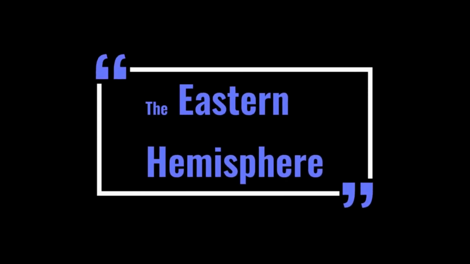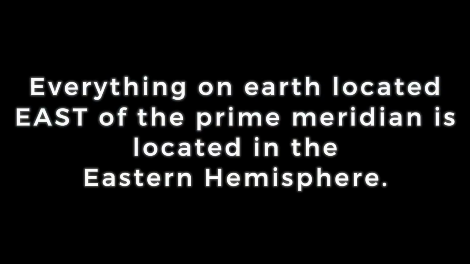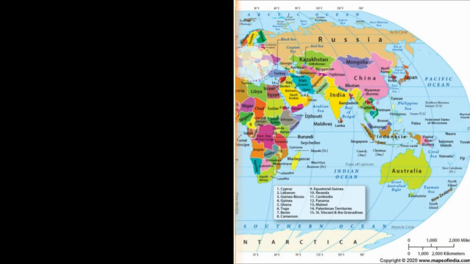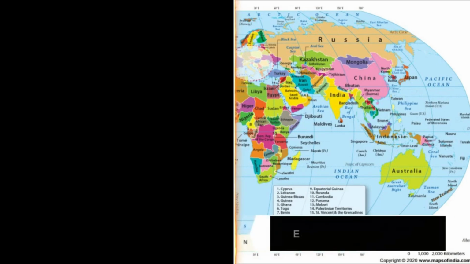The eastern hemisphere. Everything on Earth located east of the prime meridian is located in the eastern hemisphere. Let's put up the prime meridian and just look at everything east of the prime meridian. Anything located east of the prime meridian is located in the eastern hemisphere.